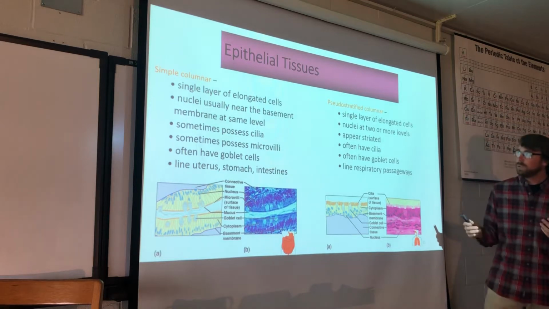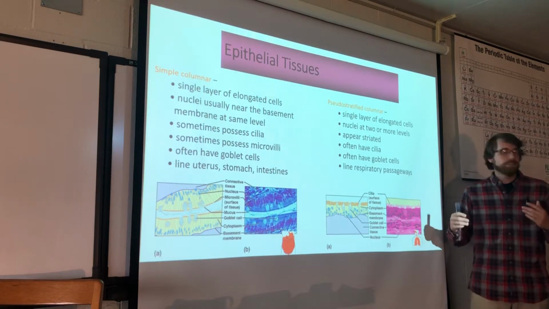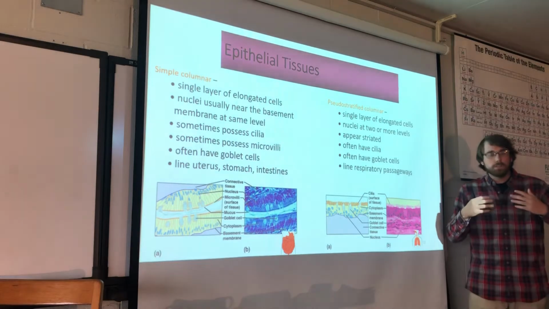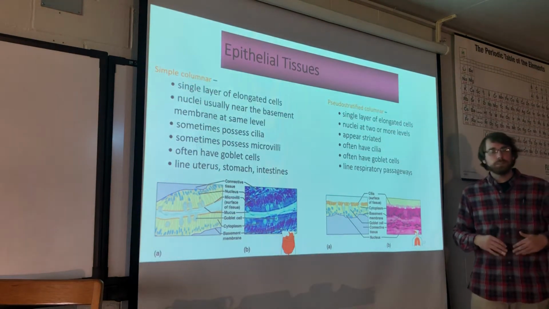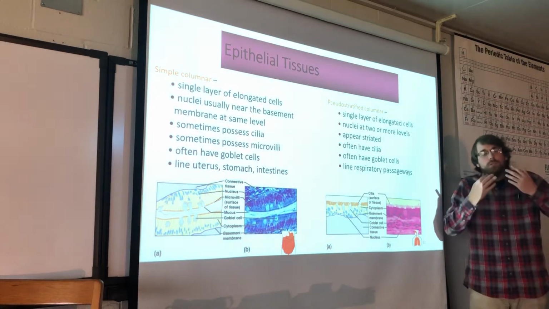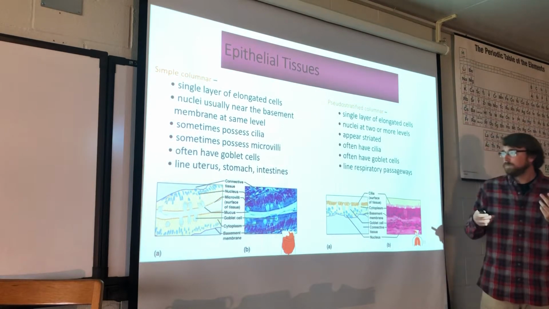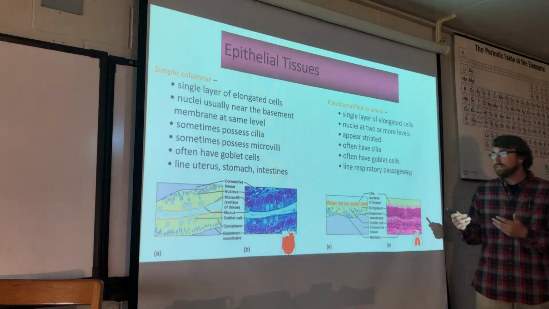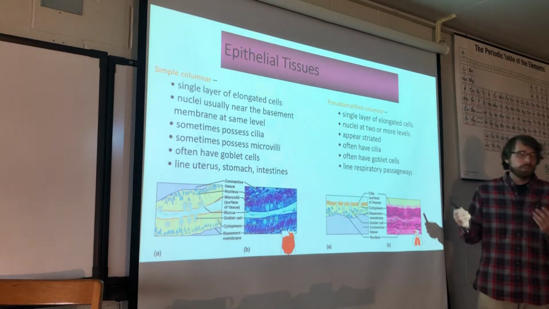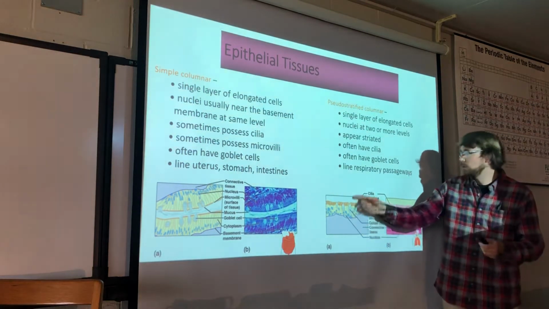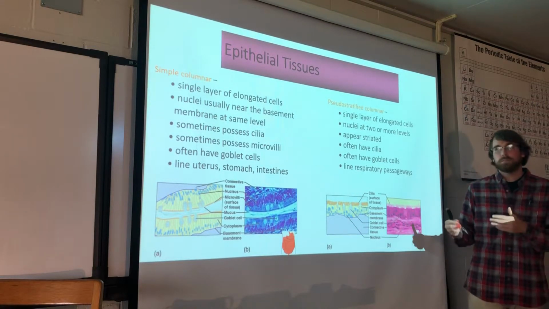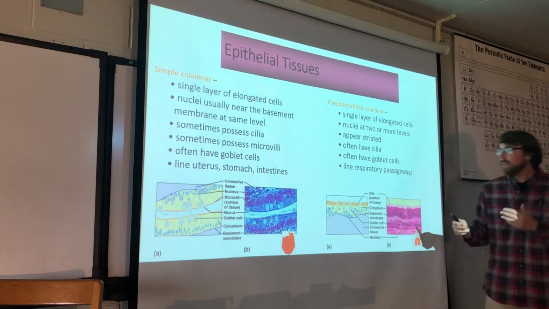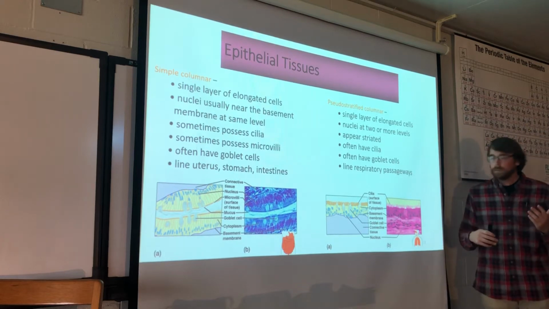These pseudostratified columnar cells have cilia, which are those organelles which are mobile. They are used in your respiratory system to sweep junk out of your lungs so you can cough it up. So you have these in your respiratory system. They often have goblet cells which can secrete mucus. These are unicellular exocrine glands, and we find this in your respiratory passages.